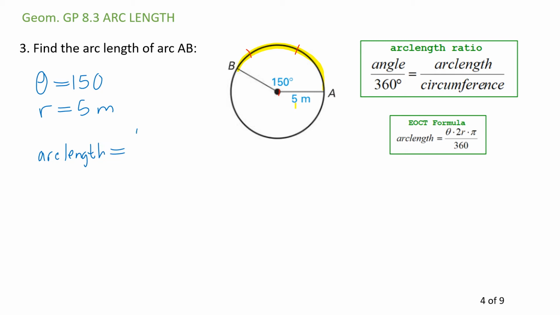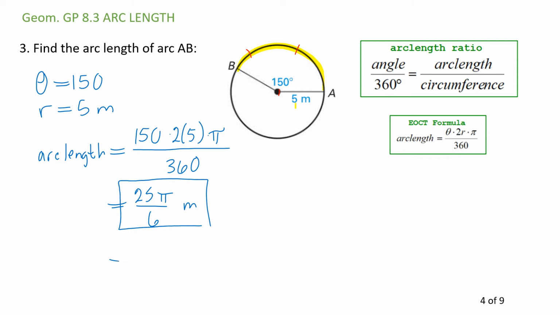And then arc length is equal to theta times 2r times pi, all that over 360. Put that in your calculator and that will be your answer. And like I said, I think it should be in the neighborhood of 12-ish. But I don't know. It's actually giving me 25 pi over 6, which is okay. I actually like the exact answer. But if you want to know a decimal approximation, 13.09, which I was actually close to being right.